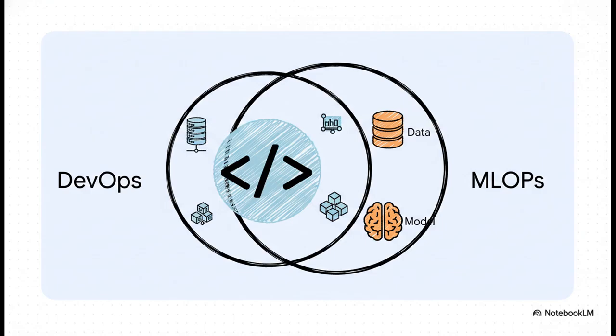Think about it like this. DevOps is all about the code. The entire universe of DevOps revolves around source code, how you build it, how you package it. MLOps, on the other hand, is centered on data and models. It has to worry about everything DevOps does, for sure, but then it adds this whole other layer of complexity. You've got massive data sets, you've got feature engineering, and you've got the models themselves, which aren't static code. They change and evolve with new data.